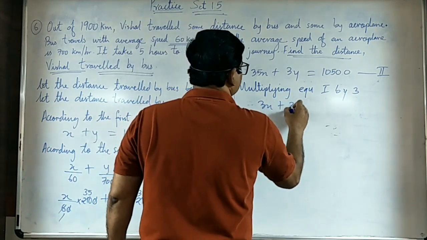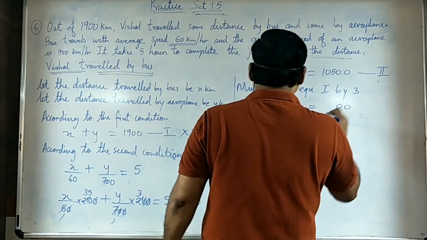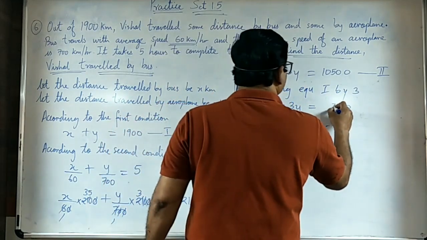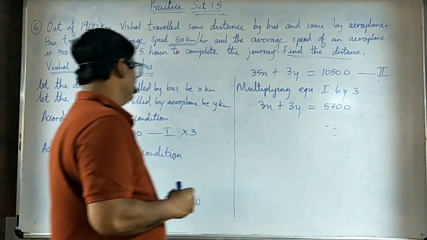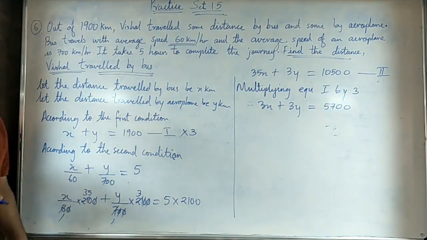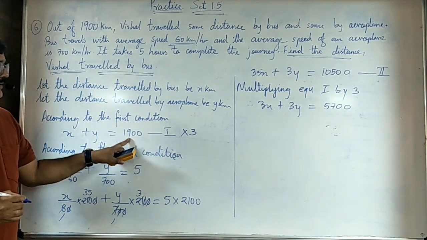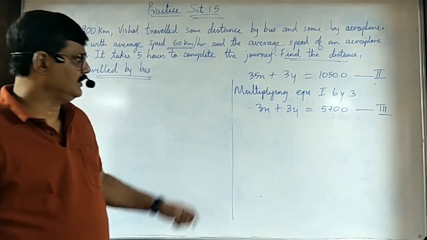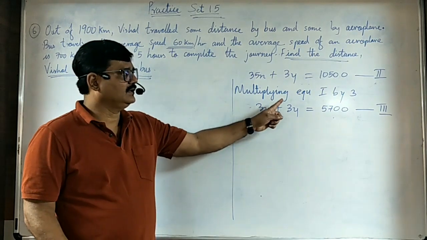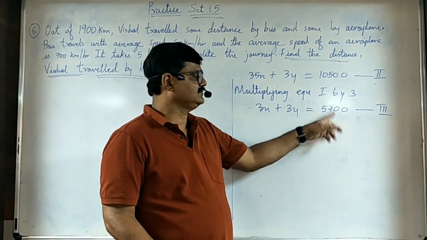When I multiply, I'll be getting 3x plus 3y is equal to 0 and 0, 3 9s are 27, 7 here 2 carry, 3 1s are 3 plus 2 is 5, so 5,700. Multiplying equation number 1 by 3, we got 3x plus 3y is equal to 5,700.